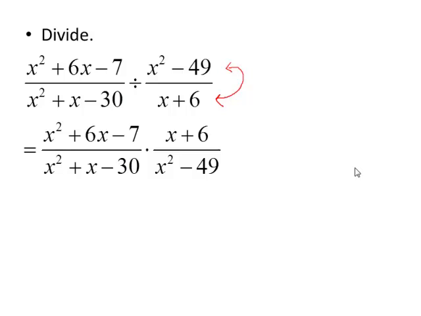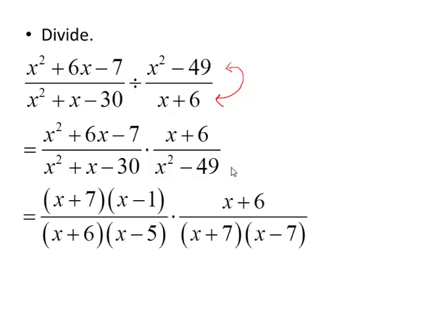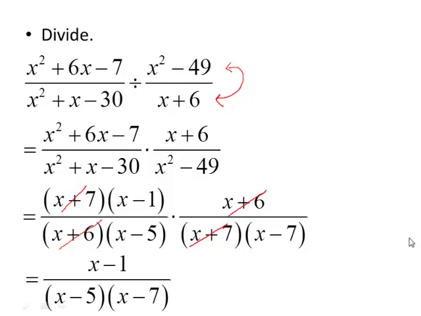Now that we have a multiplication problem, we can go ahead and factor numerators and denominators. Keep in mind that x plus 6 here won't factor because it's a linear term and there are no common factors. The two trinomials in the first fraction factor, and then I have a difference of squares, which will factor to be x plus 7 and x minus 7. And again, we're looking for common factors, x plus 7, numerator and denominator. We also have an x plus 6. And that's going to leave us with x minus 1 on the top over x minus 5 times x minus 7.